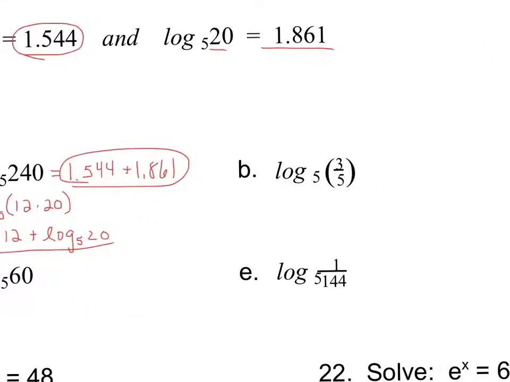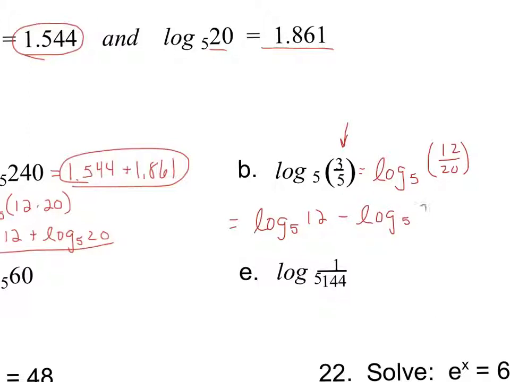Again, 12s and 20s. So for this next one, we don't have a 12, we don't have a 20, but that fraction scales, if I multiply by 4 over 4, to 12 over 20. And so now I've got a division, so I can write it as a subtraction problem. Then I'd pull those values from the given information up here, and I can give a decimal answer for that.